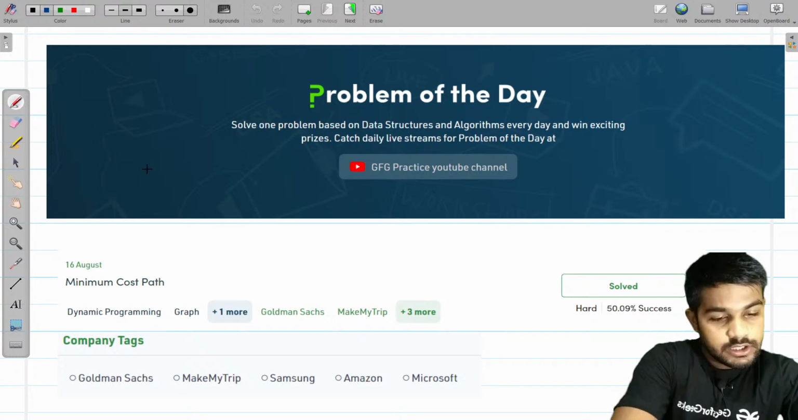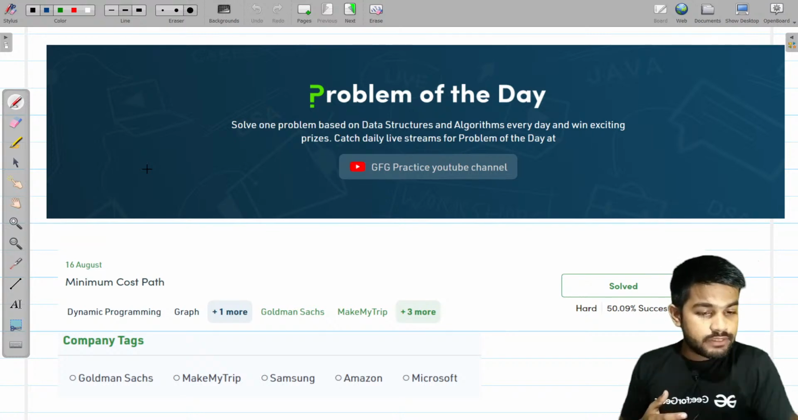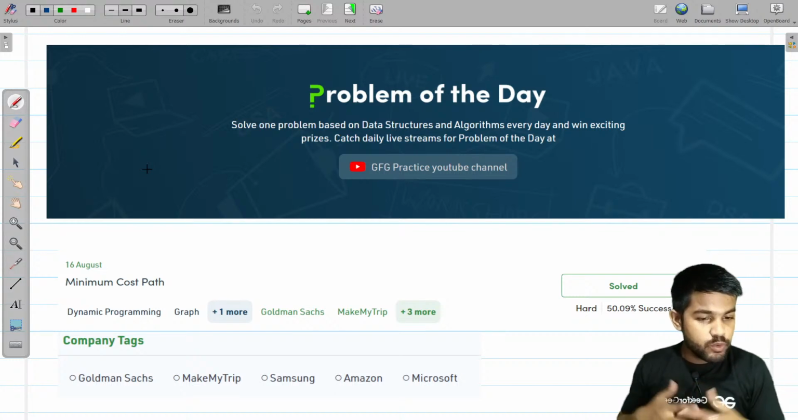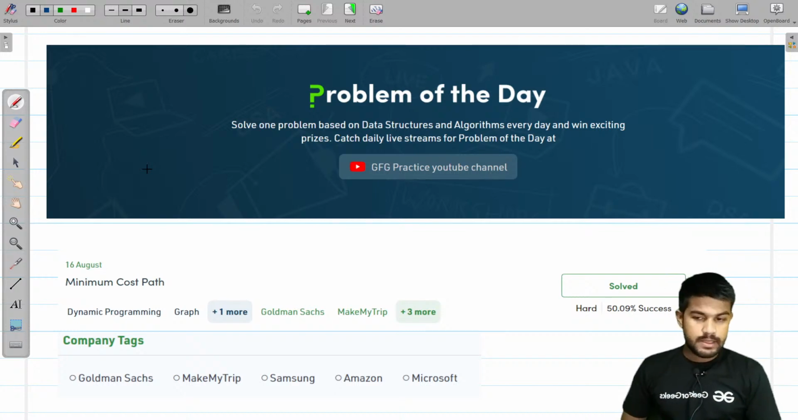Yep. So Namanjan has a query: can you provide a Java solution using Dijkstra algorithm for this question, like moving in all four directions and getting minimum sum? Yes, I would. Why not? Okay. Today we have a very interesting question, I must say.